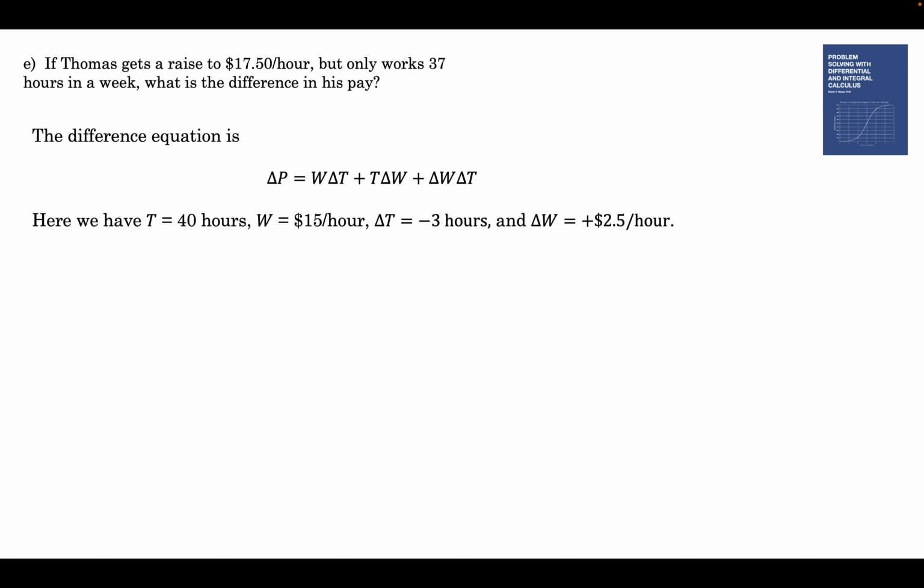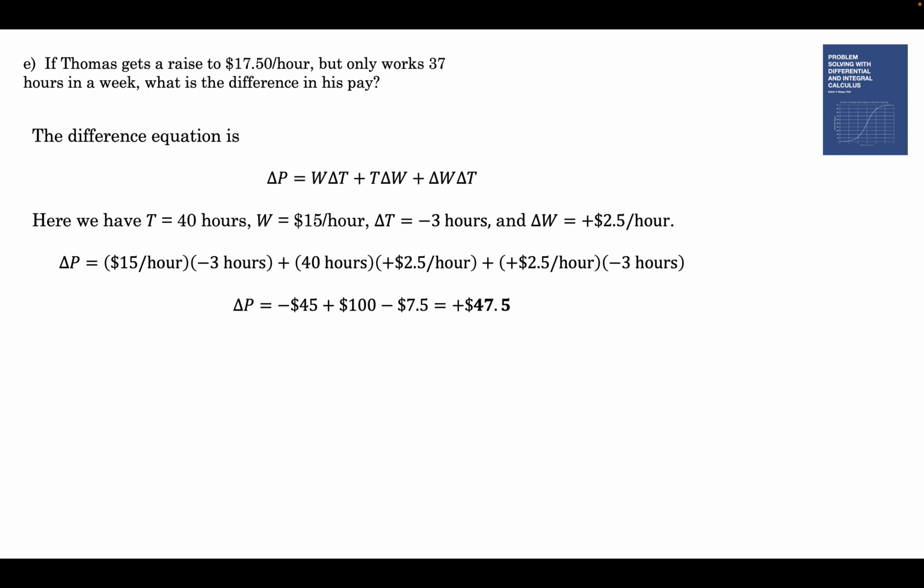Now let's do part E. He works only 37 hours, but got a raise to $17.50 from $15. What's the difference in his weekly pay? There's the equation. T is 40, delta T is minus 3. He worked 3 fewer hours. W is 15, delta W is plus 2.5. He got a raise from $15 an hour to $17.50 an hour. So we plug all those numbers in, and we get plus 47.5. Still made $47.50 more than 600.